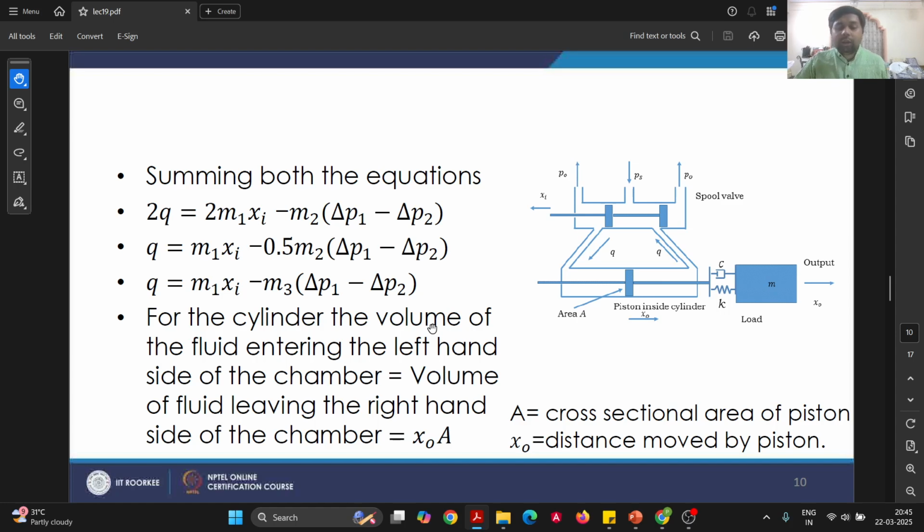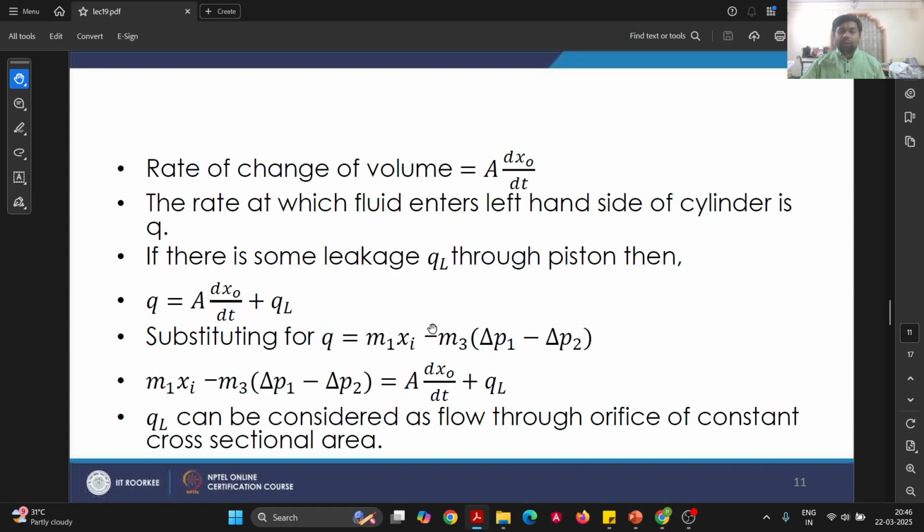We equate it to the rate of change of volume in flow rate across the piston. We also consider some leakage of fluid through the piston, which is again modeled as the flow rate through a constant cross-sectional area. From this we get a differential equation which gives us the variation of the change in the pressure, the movement of the spool valve xi, and the equivalent motion of the piston towards the right or left side depending on the pressures.